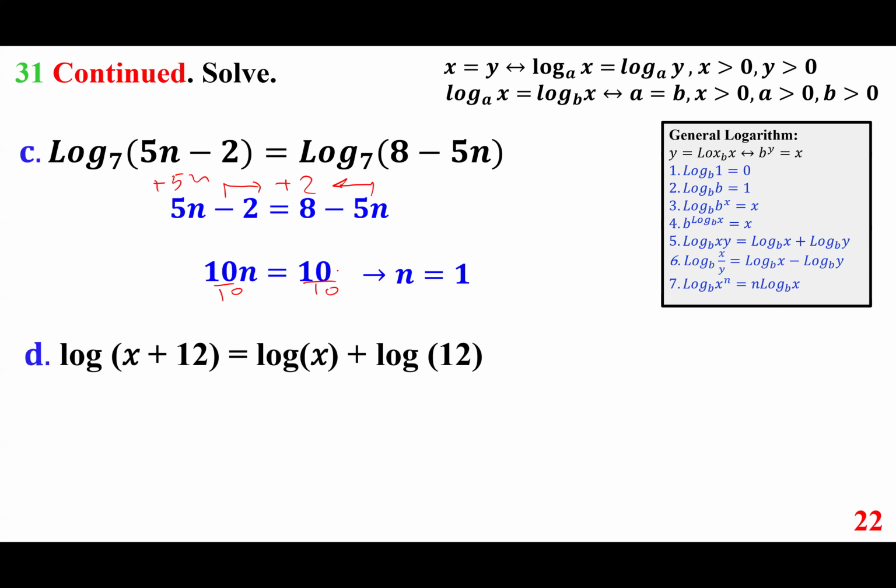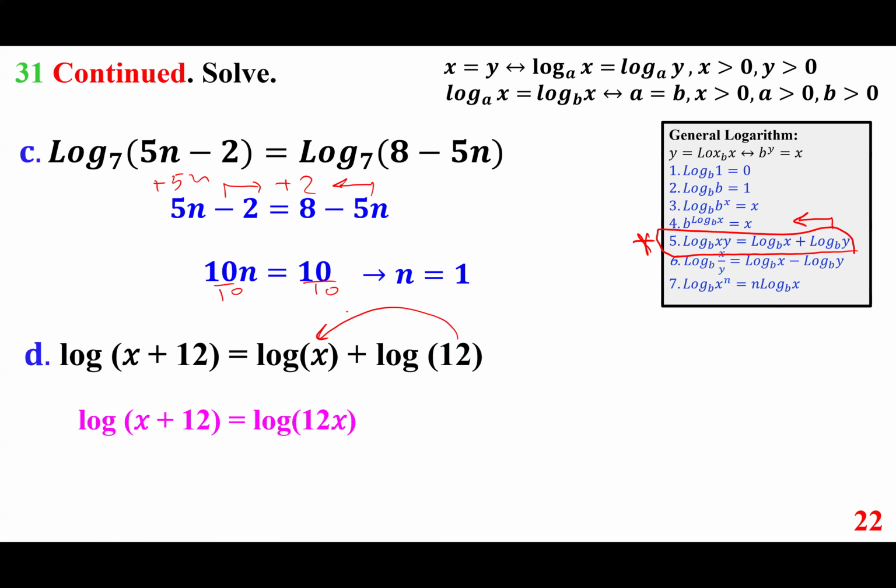Now, again, we have logs on both sides. If you have logs and nothing else, you bring every side to a single log. The left side is done, but the right side, we can use the product rule, move it from right to left, meaning combine these two into 12 times x. The left side, you don't have to do anything.